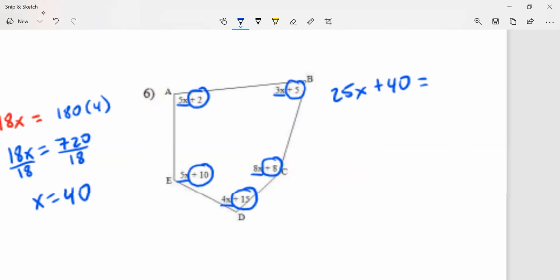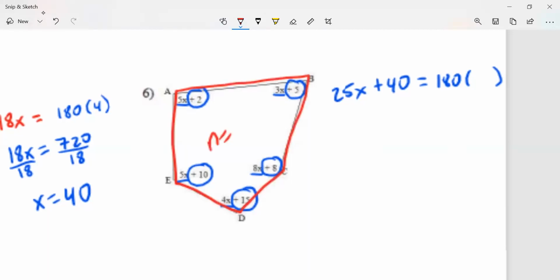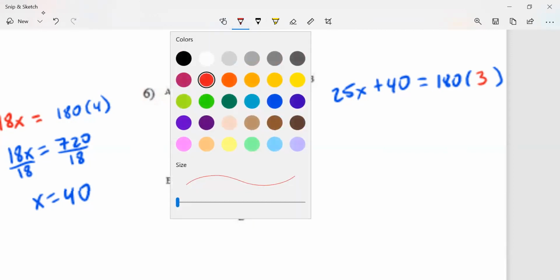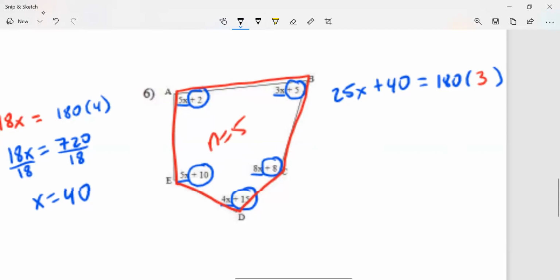And then this one, I have to go 180 times something. Let's see, how many sides does my polygon have? I see 1, 2, 3, 4, 5 sides. There's 5 sides, so here I'm going to go 180 times 3, because remember, it's always 2 less. So on the left side of my equal sign, I just have 25x plus 40. Nothing I can do. On the other side, I have 180 times 3. I know that's 540.